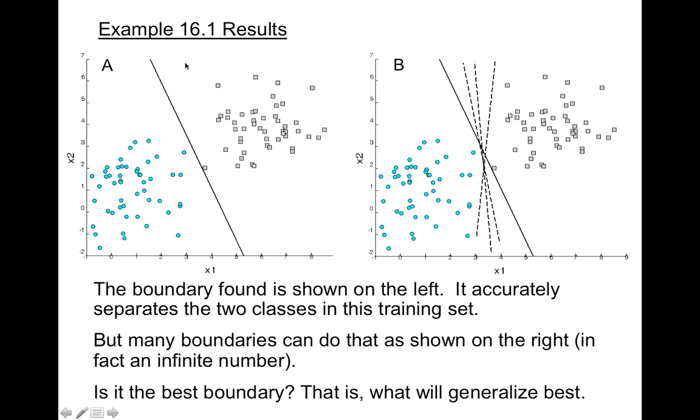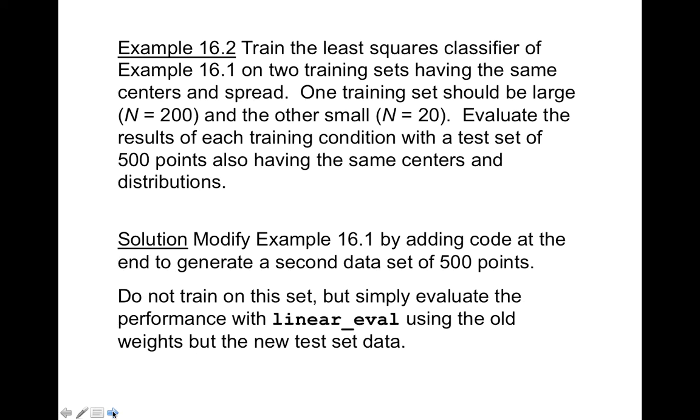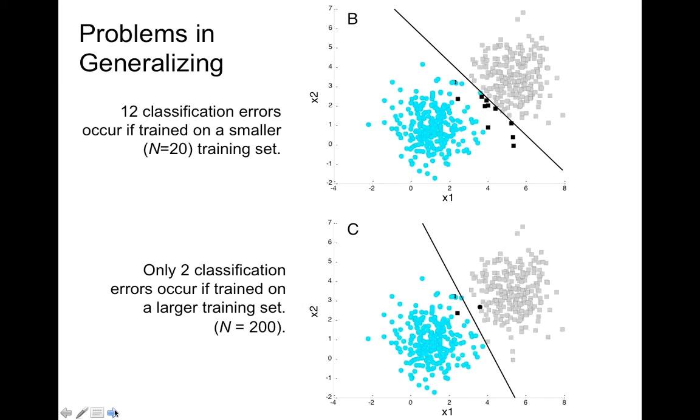So here you can see the boundary. Here you can see some other boundaries that also appear to separate the data set. And so, in fact, there's an infinite number of boundaries that could be used. So the question is, what's the way to determine the best boundary? The best boundary is basically to train on the least squares classifier. So let's look and see.